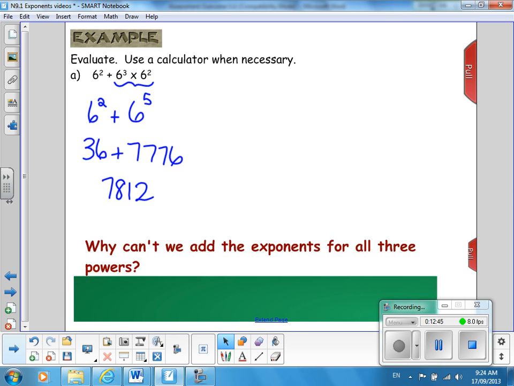Why can't we add the exponents for all three powers? And the reason is there is no exponent law for addition or subtraction. You actually have to evaluate each side of your addition and subtraction and then put them together.